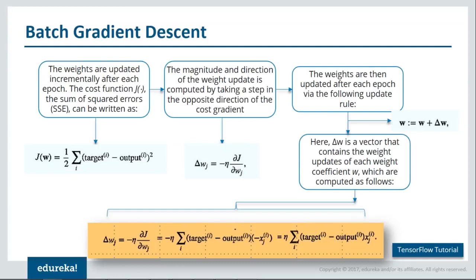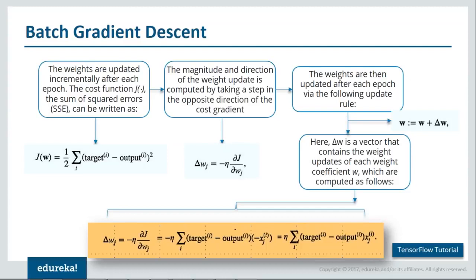Then what you need to do is update the variable so as to reduce the loss, or the error. So how do you do that? You first find the change in the variable, which is equal to minus the learning rate multiplied by the rate of change of loss with respect to that variable, del J by del wj.